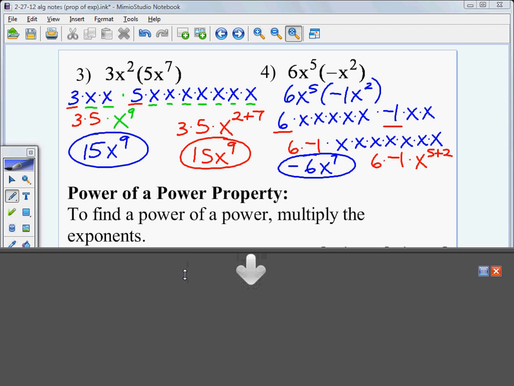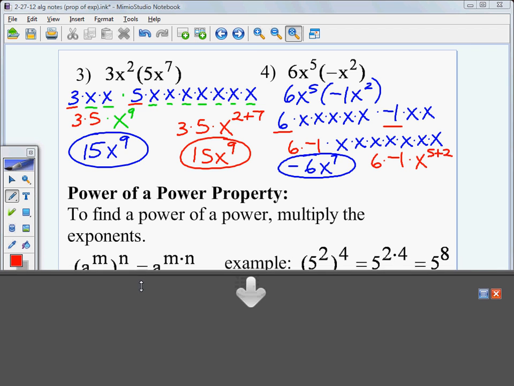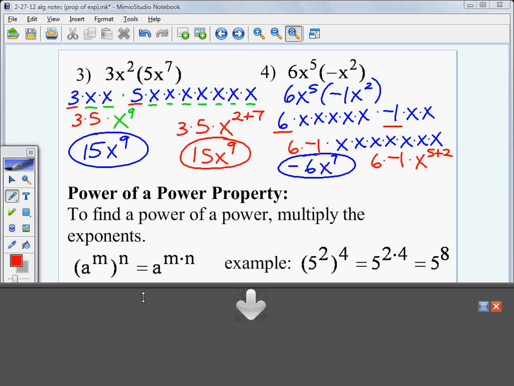The next property we're going to talk about is the power of a power property. To find the power of a power, you multiply the exponents. So in this, we have a to the m power, all raised to the n power. That equals a to the m times n. The example with numbers here, 5 squared raised to the 4th power becomes 5 to the 2 times 4, or 5 to the 8th power.